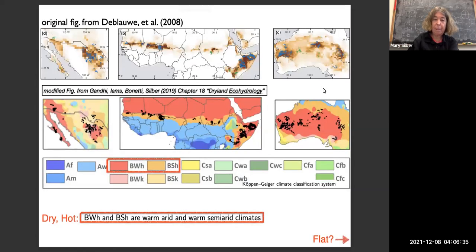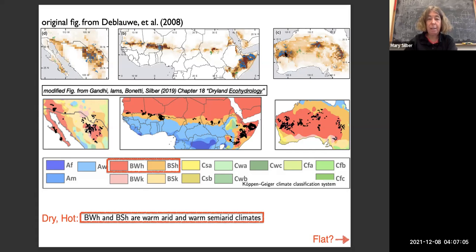So in this figure, I'm showing one of the images from that paper by De Blauwe et al. And so you can see they're looking at a region in North America, a region in Africa, and a region in Australia where these patterns were observed. The blue splotches are the ones that they got from the literature, and then green are new locations that emerged from their study.